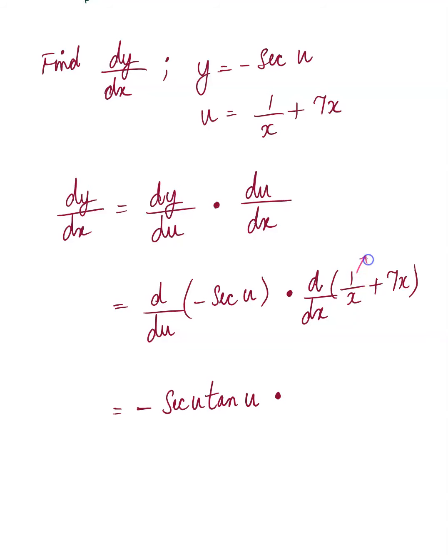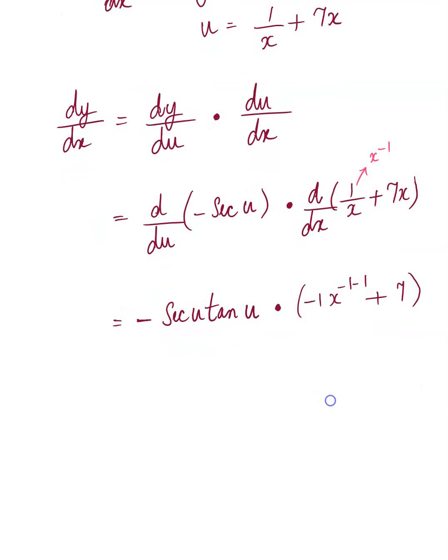I can think of this 1 over x as x power negative 1, isn't it? Wherever possible, try to rewrite it as a negative exponent, and if that is the case, then you can simply use the power rule, and you won't be forced to use the quotient rule, because in this case that would be totally unnecessary steps. Alright, so x power negative 1, so that's going to be negative 1 x power negative 1 plus 7, because the derivative of x is 1.